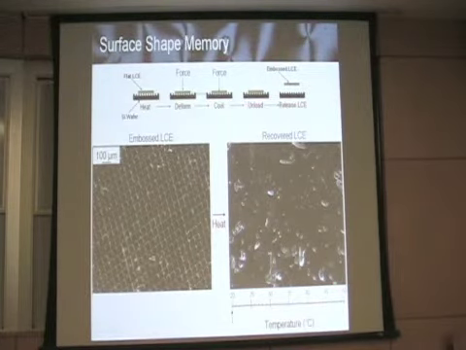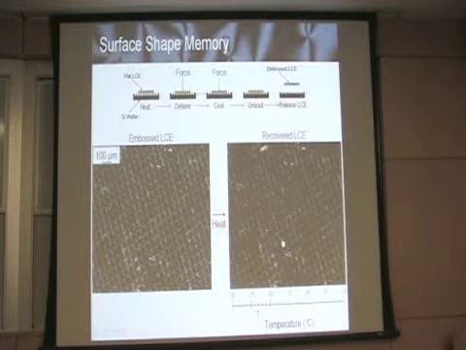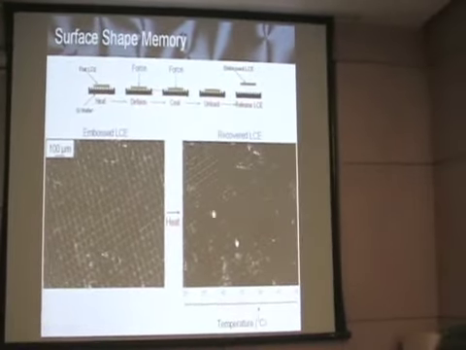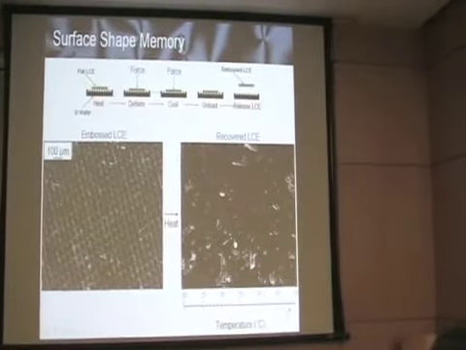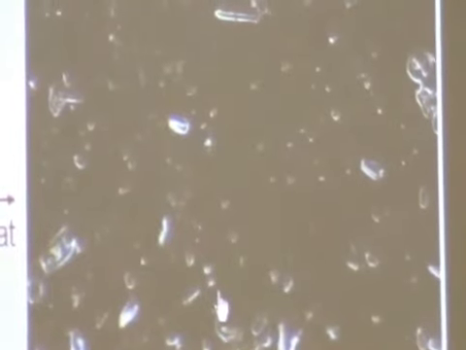I have a movie, and hopefully it's going to work. It does. Okay, so here you have your rough shape, and what we're doing is heating up, and you'll see that eventually there will be an erasure of the surface topography. This is important because there are a lot of design variables, but what we're moving towards is a next generation type of cell culture material.